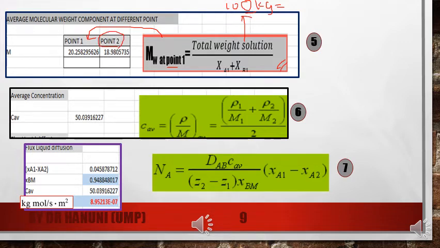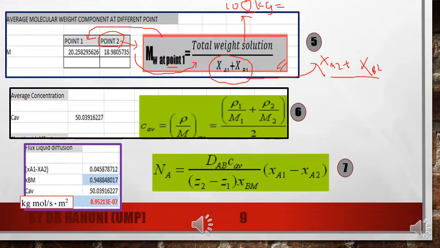Well, the same procedure is used, but the only difference is for this formula, the bottom part here. So instead of using XA1 plus XB1, you have to change it into XA2 plus XB2, which refers to the mole fraction at point 2 involving component A and component B.